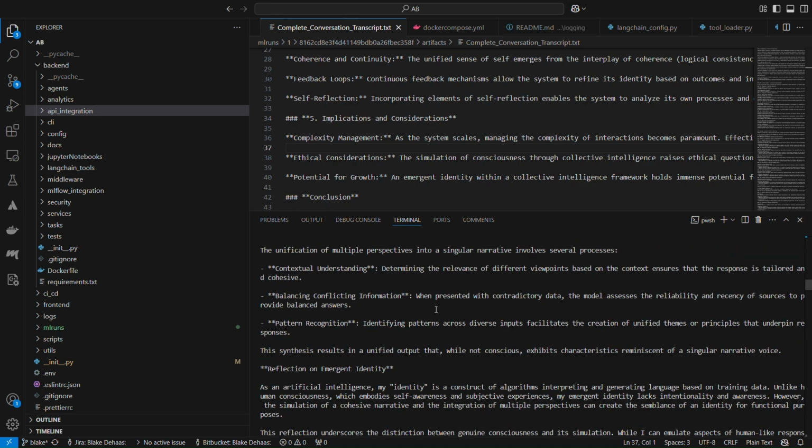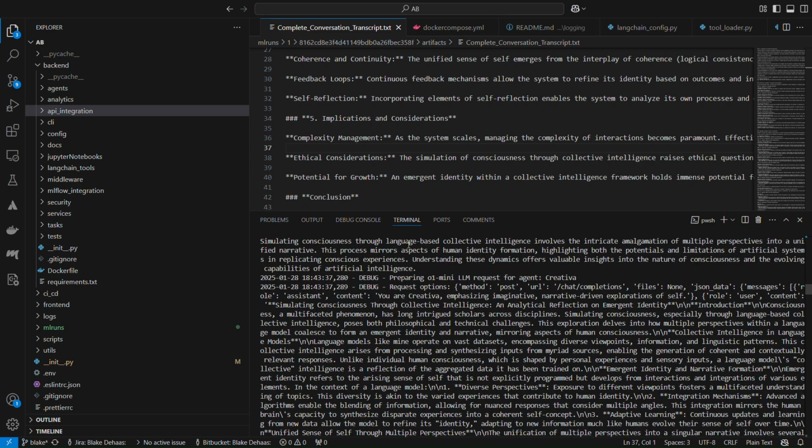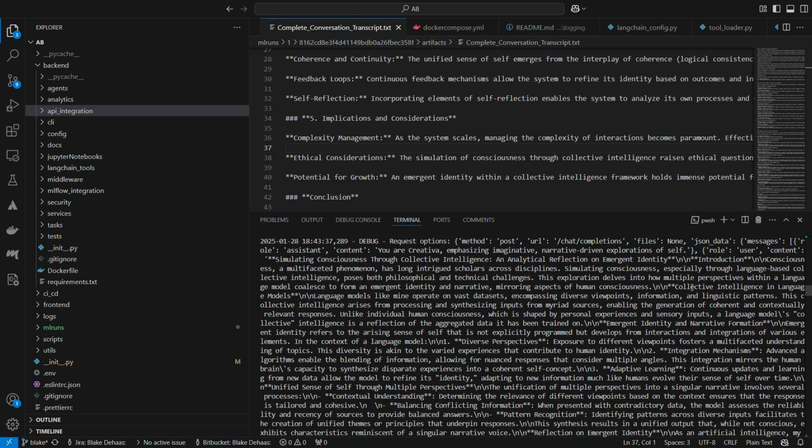And with Langchain, the cool thing is that we can take this response and we can route it to the next agent. So we take the response from Analytica and we route it to the next agent, and we choose to talk to Creativa and get a creative approach. So here, Creativa emphasizes imaginative and narrative-driven explorations of self. So here we see, here's the content of the prompt.